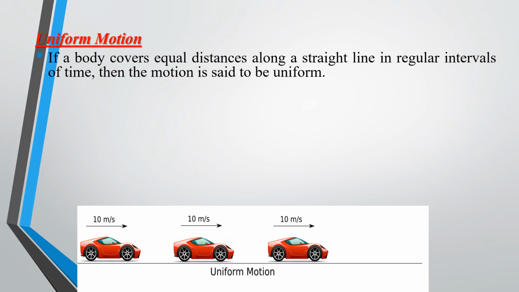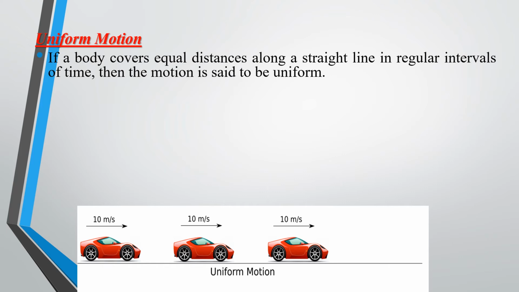Uniform motion. So far we have discussed distance and displacement. When we come to uniform motion, we have to consider an object or any car which is moving from the initial position to the final position. We have to consider the speed and also the distance. So now we will discuss in detail what is called uniform motion.